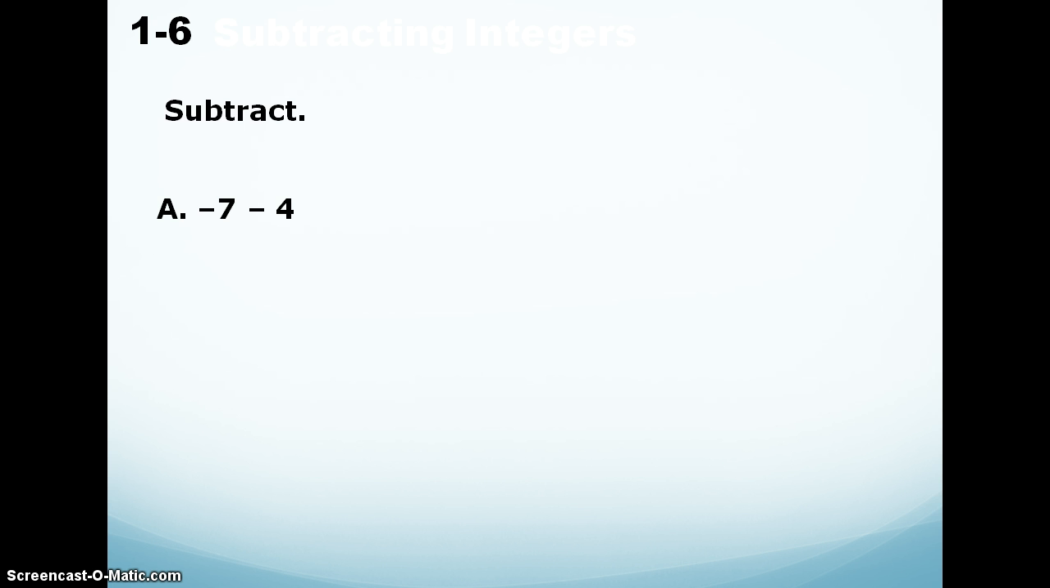Let's look at a few examples. Subtract negative 7 minus 4. Okay, so adding the opposite would mean adding negative 4. So now it's really negative 7 plus negative 4, which gives us a total of negative 11. You could also visualize a number line. Move to negative 7. Subtract 4 means move 4 more spots to the left.